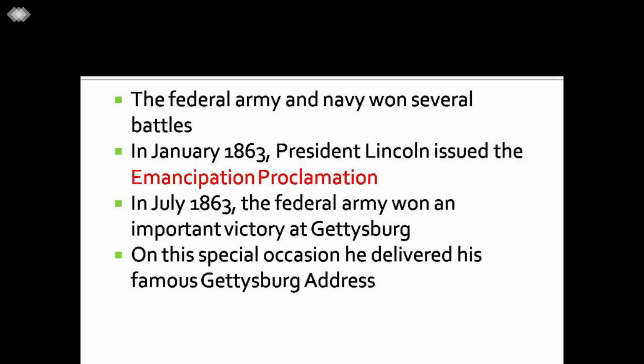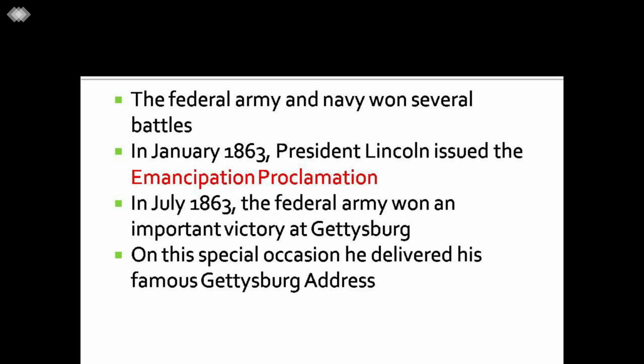The Federal Army and Navy won several battles in the Mississippi region in 1862. The Confederate Army, under very able generals, offered stiff resistance and defeated the Federal forces in several other regions. In January 1863, President Lincoln issued the Emancipation Proclamation, abolishing slavery in the areas still in rebellion against the USA. So far, the preservation of the Union had been the major goal of the Federal forces. Now, the abolition of slavery also became one of their goals.